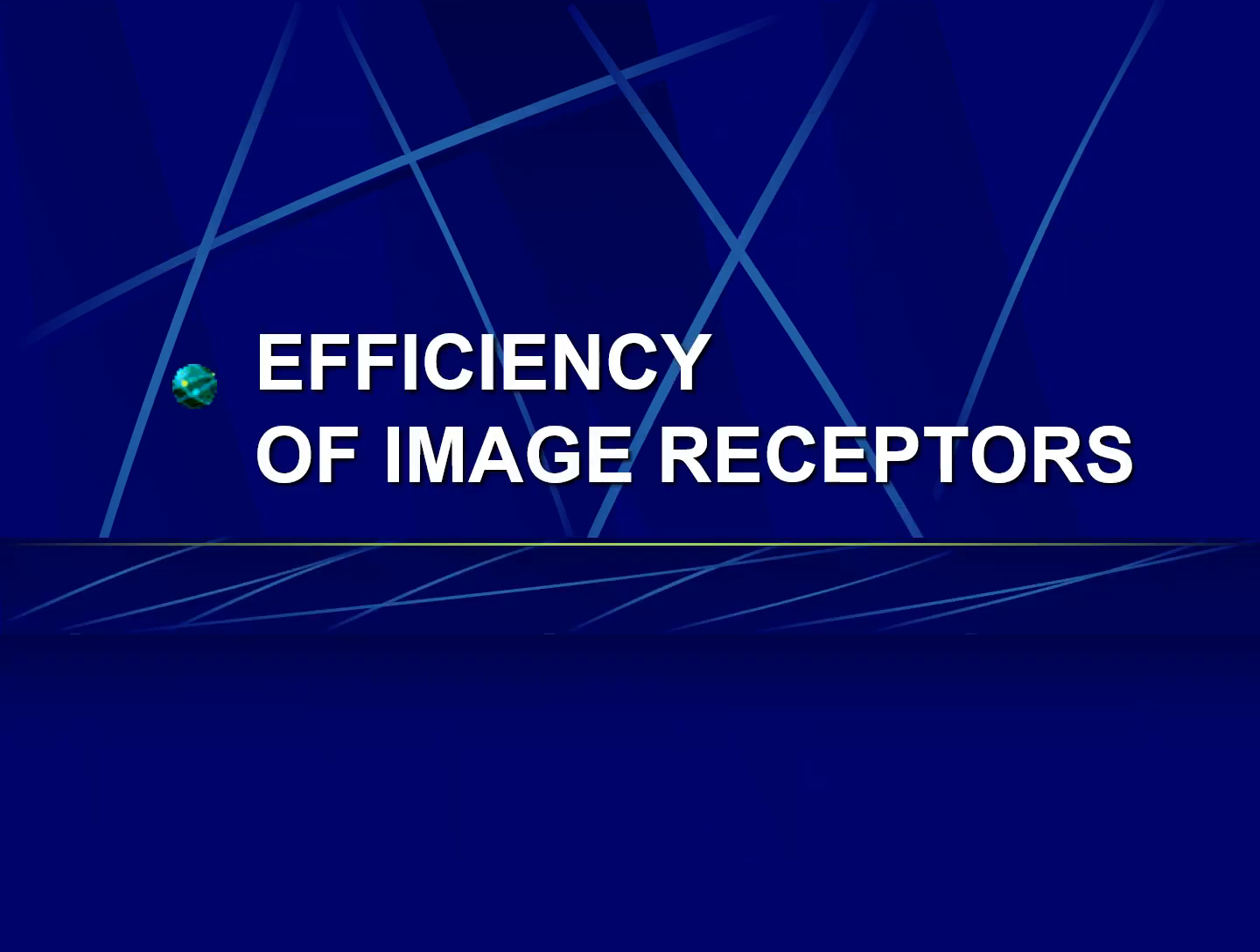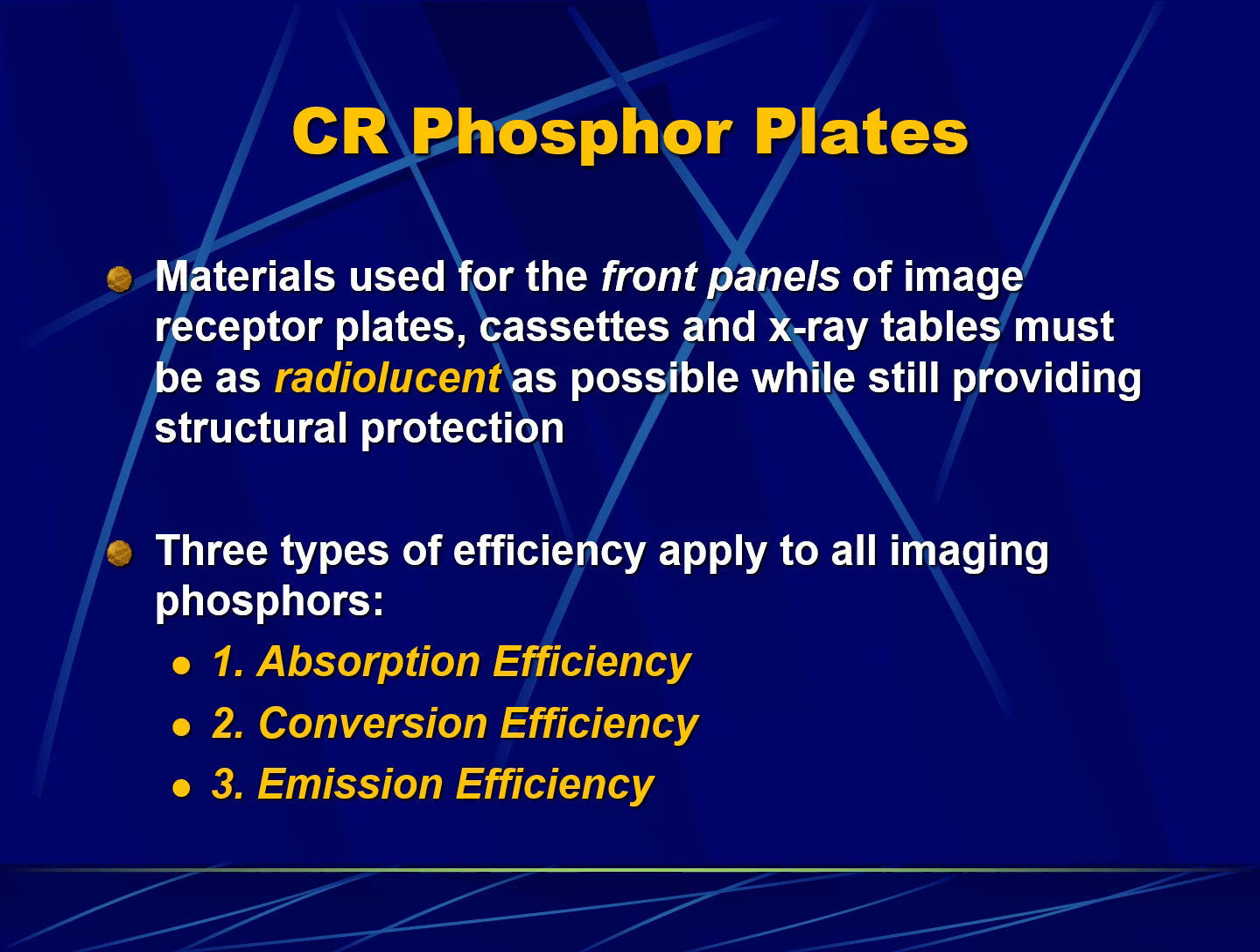Okay. Our efficiency, this is our DQE. Okay. Our storage phosphor plates. The front part of the plate, the part pointing toward the X-ray tube, or the cassette if you will, has to be radiolucent. We want as much of the remnant beam to pass through without absorption as possible. That's why carbon fiber is such a good material for the front.